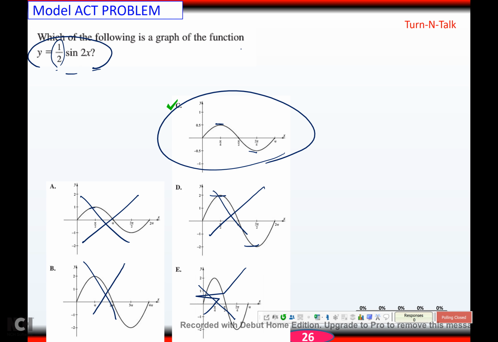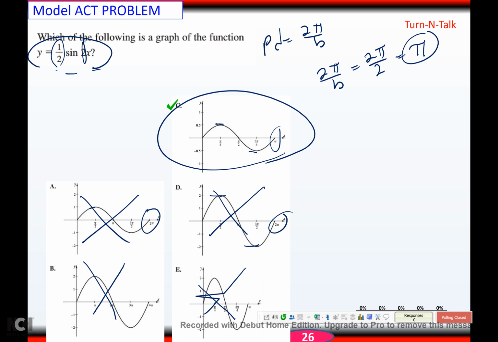But if you did check the period, for sine it is 2 pi over b. So my 2 pi over b would be 2 pi over 2, which says I have to finish a cycle by pi. And this one finished by pi. This has the wrong period, wrong period, wrong period. This one does have the right period, but the wrong amplitude. Okay?